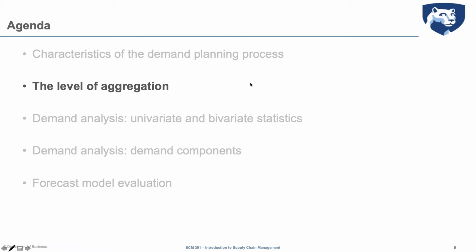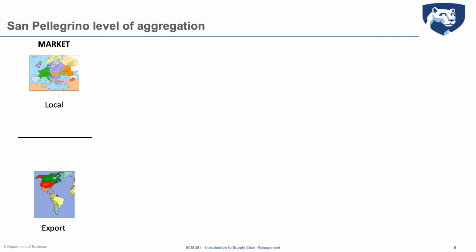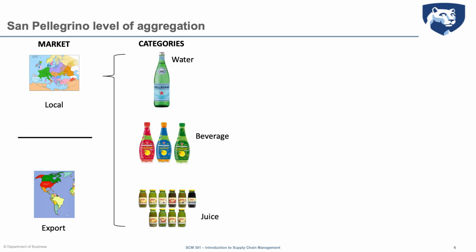A detailed look at the level of aggregation. We have talked about the fact that San Pellegrino operates in 6 different markets: Italy, France, and Germany in Europe, and United States, Canada, and South America for America, and they group these in 2 different markets, so from 6 to 2 clusters, local and export. In terms of product, they have 3 different categories: water, beverage, and juice. Each category has particular families that fall within it. In particular, for beverage, they can be tea and orange juice, but there are also others.